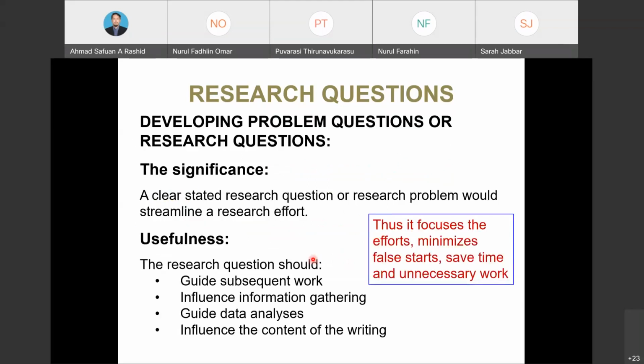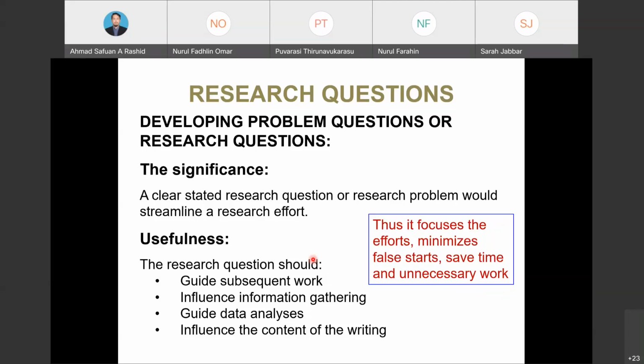So, developing a problem question or research question. In your chapter one, it is not important for you to have a research question section. But if you put it in your chapter one, there will be no problems. At least this section can provide a picture of what you want to investigate, because you put the question, and later on you may answer the question in your findings.